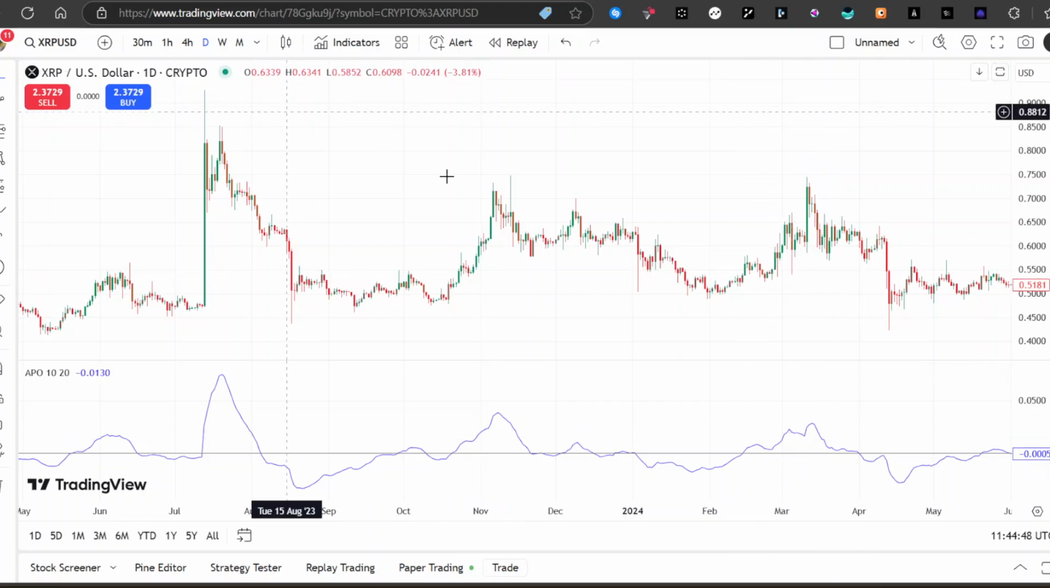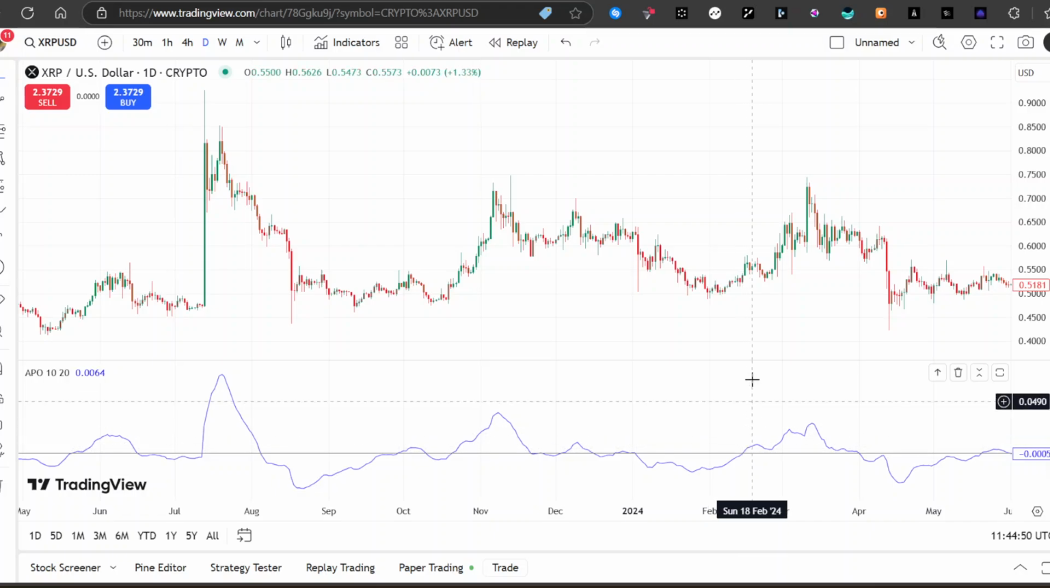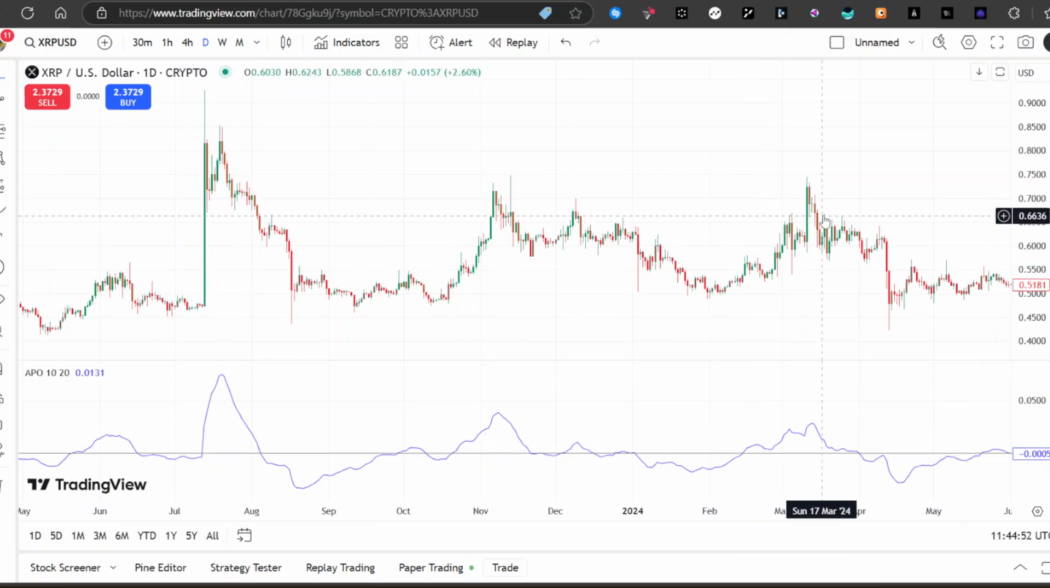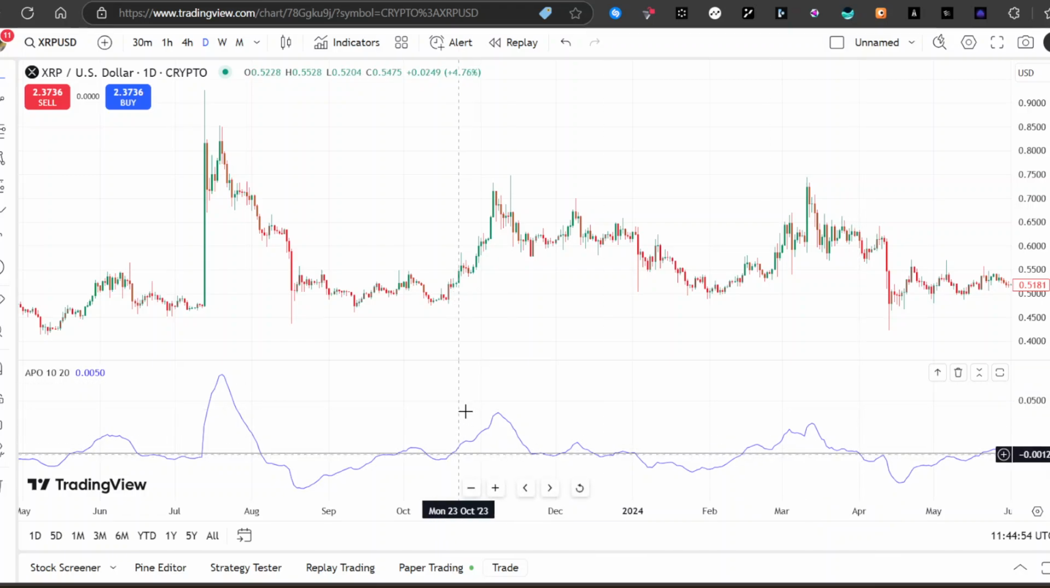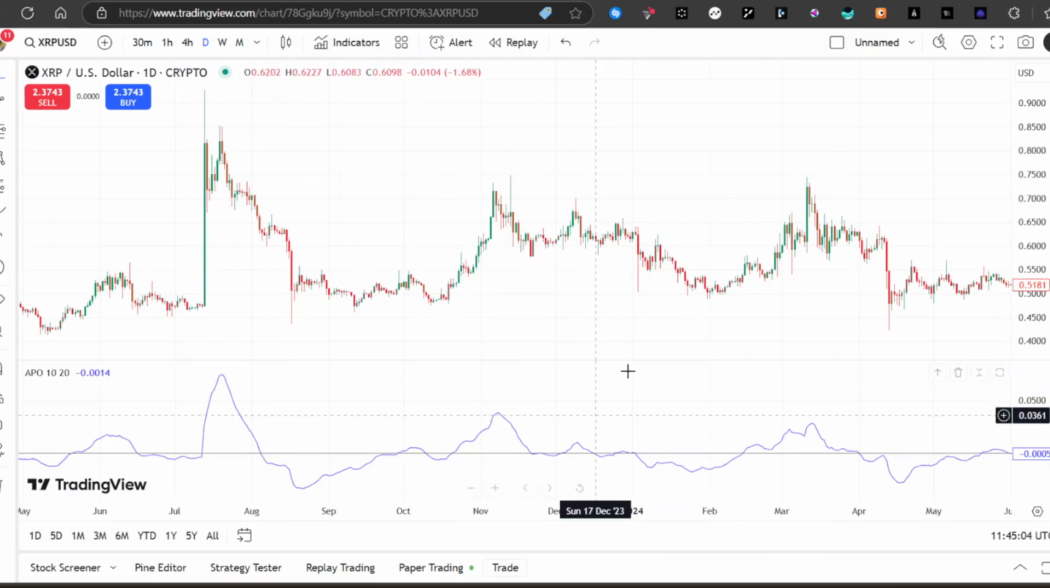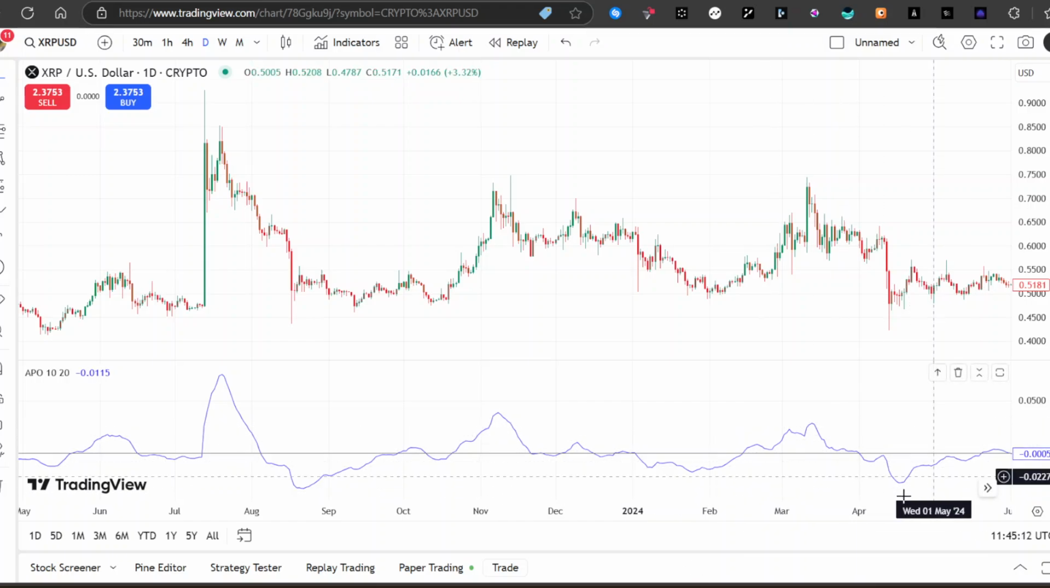As you can see, when the APO line was above zero, it was an uptrend all the way here until it crossed down. When it dropped down, it shows that there was bearish momentum. So basically, when the APO line is above zero, it shows positive momentum. But when it is below zero, it shows negative momentum, in case the market is in a downtrend.